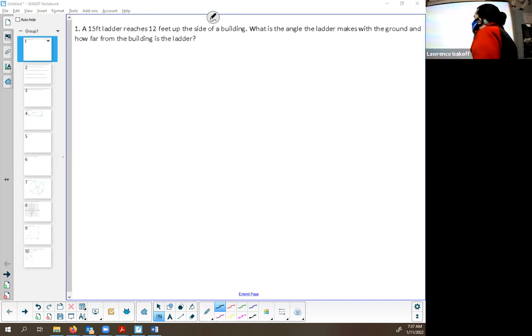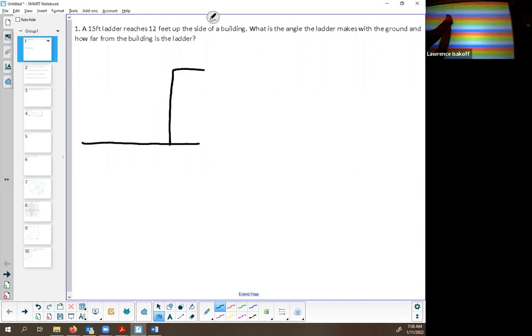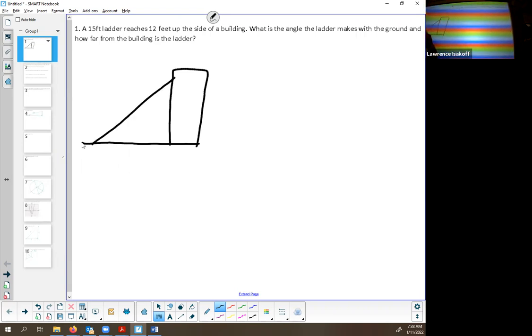So a ladder, a 15-foot ladder reaches 12 feet up the side of the building. What's the angle it makes with the ground and how far is the ladder from the building? So here we got two pieces we're solving for. Let's just start with drawing it. Here's our building. And here is the ladder.